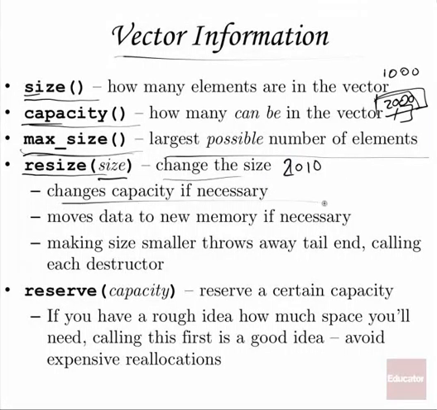It will change the capacity as necessary. So, we need more space, we'll make the capacity larger. It is necessary because of this changing of the size where, like I said in the earlier slides, we need to move the data to the new memory, it will do that automatically. Now, if you make it smaller, it'll throw away the tail end.